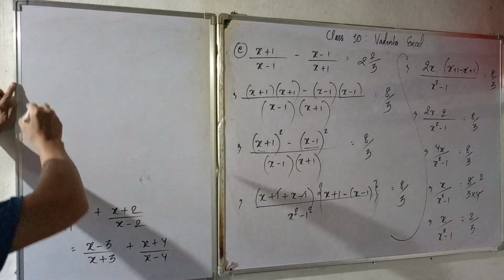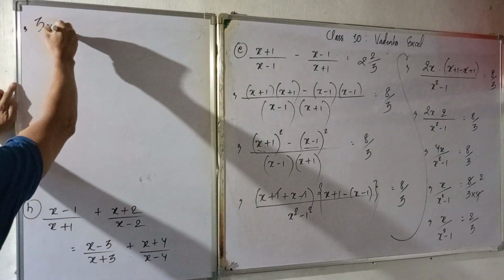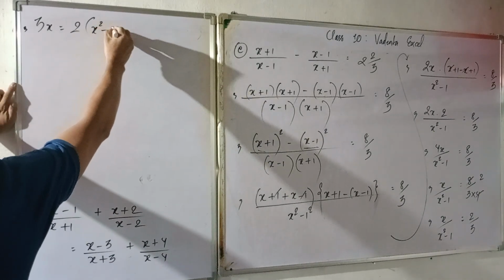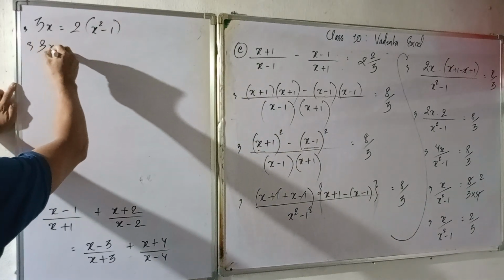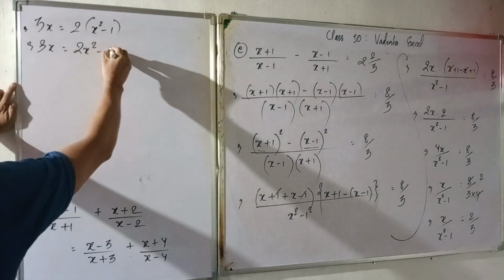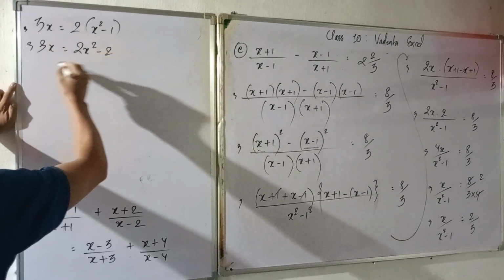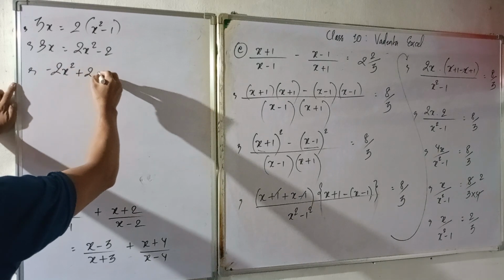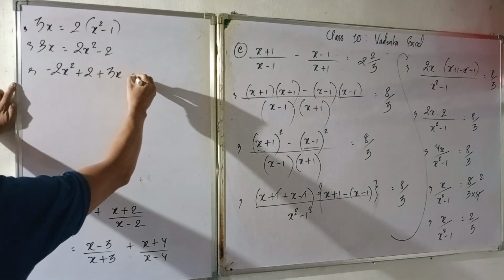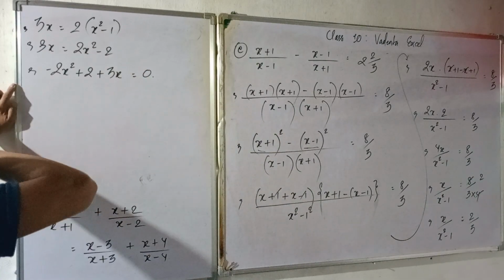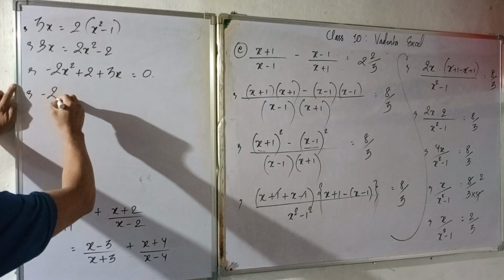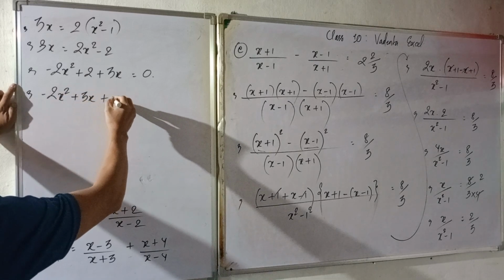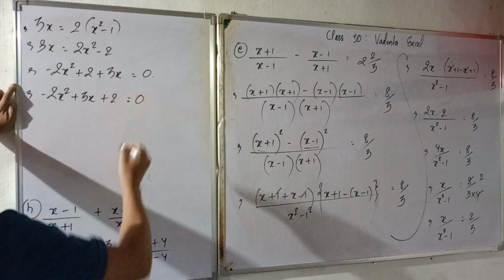So cross multiply: 3 times x, 2 should multiply this x square minus 1. Now 3x is equal to 2x square minus 2, or minus 2x square plus 2 plus 3x is equal to 0. Okay, let's try to make an order. Plus 2 is equal to 0.